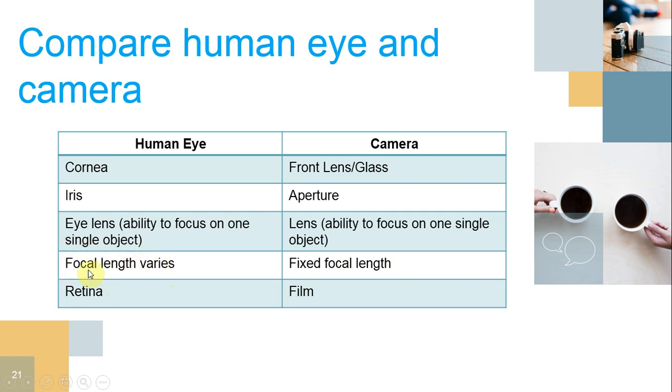So ciliary muscles can change the size of the eye lens. If the eye lens is thick, the focal length is small. If the eye lens is thin, the focal length is larger. In the human eye, the retina is a screen. In a camera, the image is formed at the film.